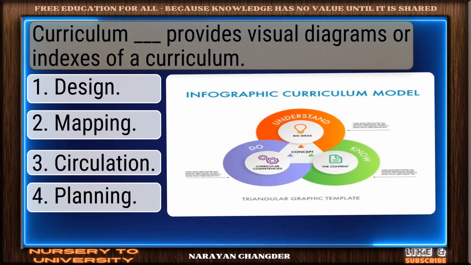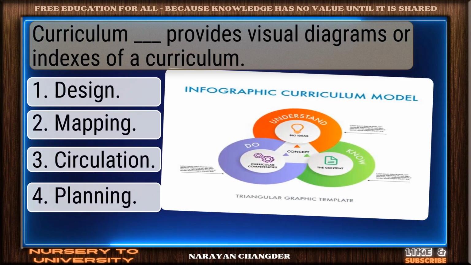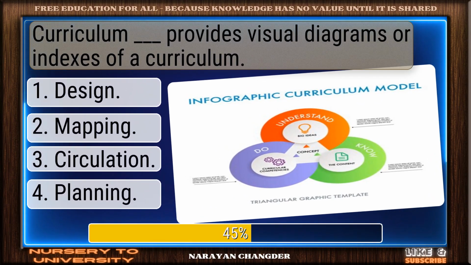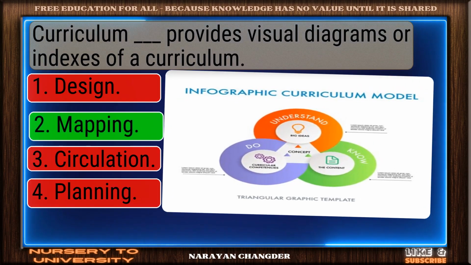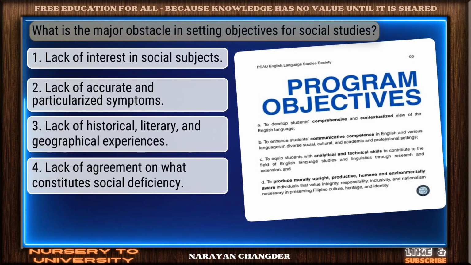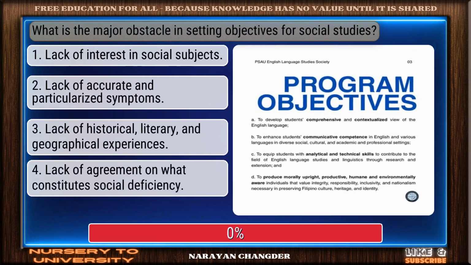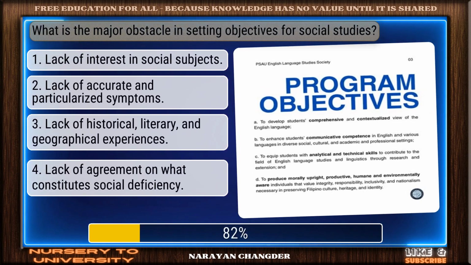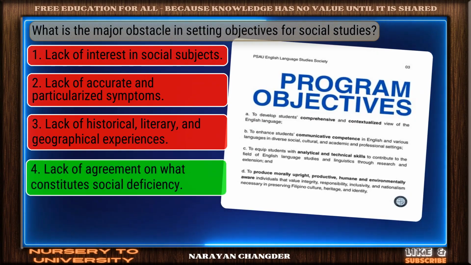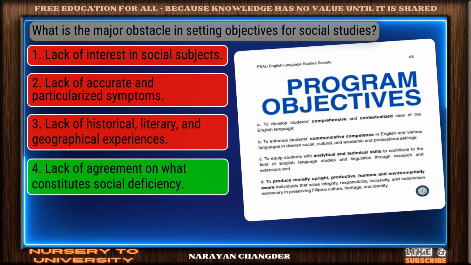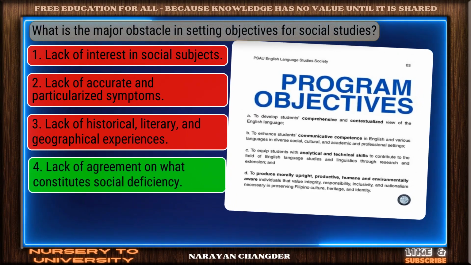Curriculum dash provides visual diagrams or indexes of a curriculum. Nice work. You chose mapping and it is correct. What is the major obstacle in setting objectives for social studies? Exactly. Lack of agreement on what constitutes social efficiency makes sense, and it is the right choice.